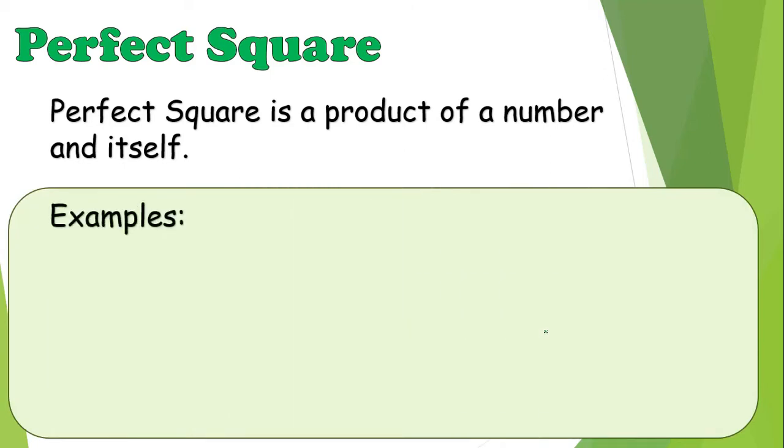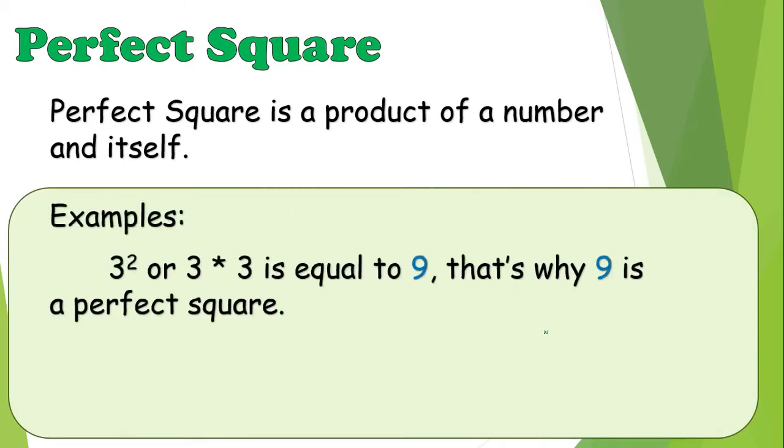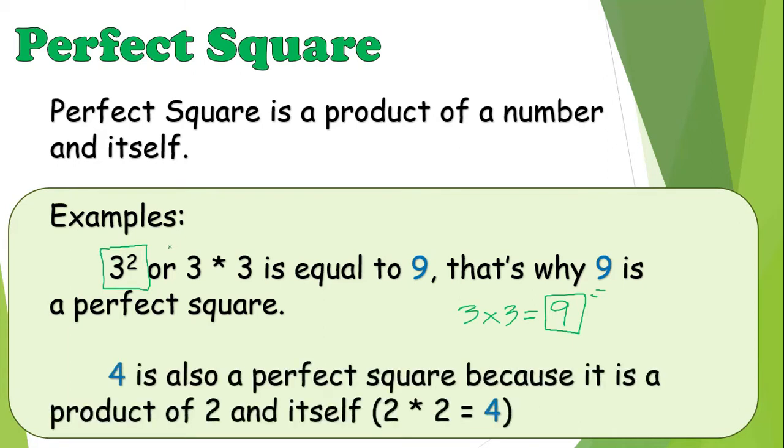3 squared or 3 times 3 is equal to 9. That's why 9 is a perfect square. So nanggaling kasi yung 9 sa 3 na multiply sa sarili niya, ang sagot ay 9. Ibig sabihin, 9 is a perfect square kasi may pinanggalingan siya na na-square. Like 3 squared. Okay? Next, 4 is also a perfect square because it is a product of 2 and itself.